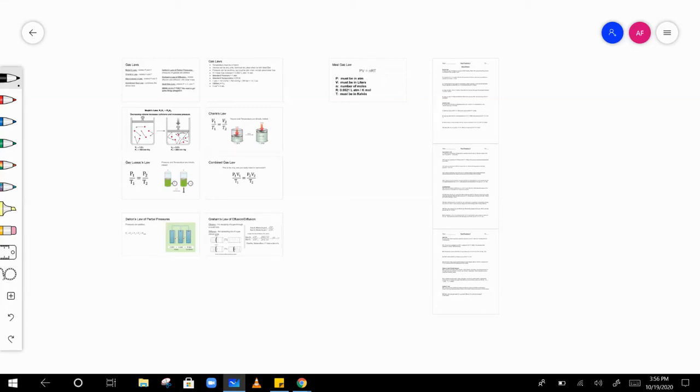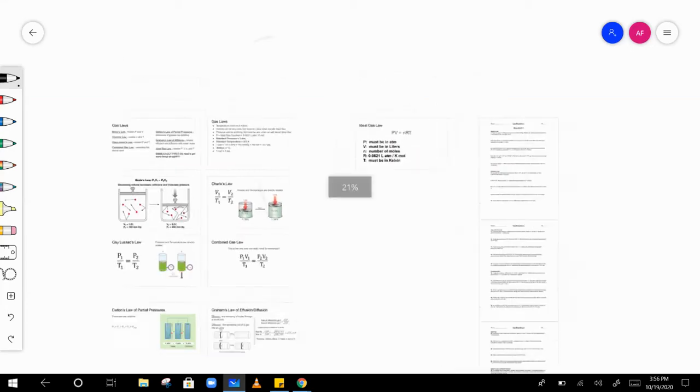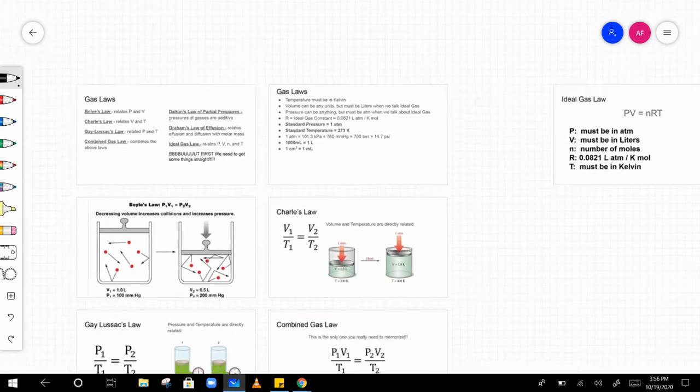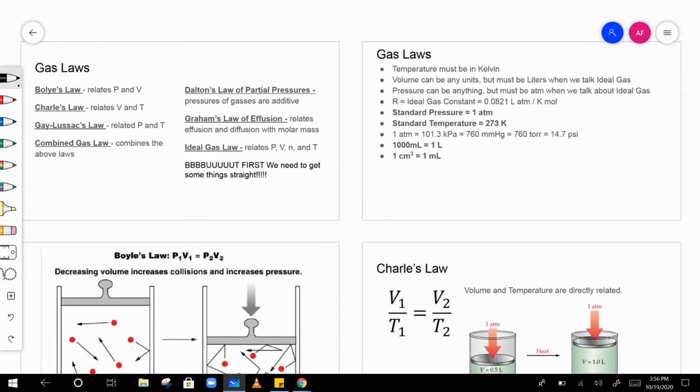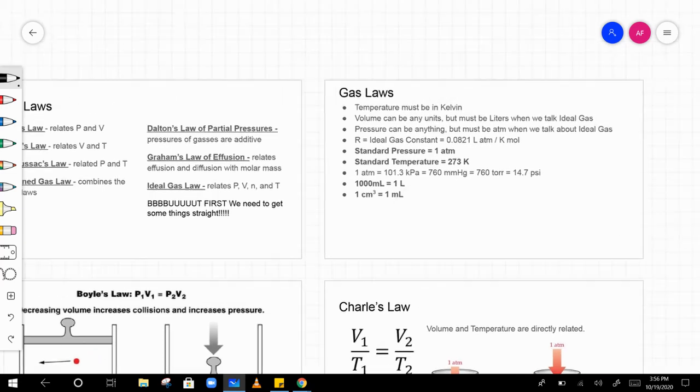Okay, guys, so today we're going to be talking about gas laws again, but this time we're going to be concentrating on how to do problems involving the gas laws. Okay, a couple of caveats before we get started here.